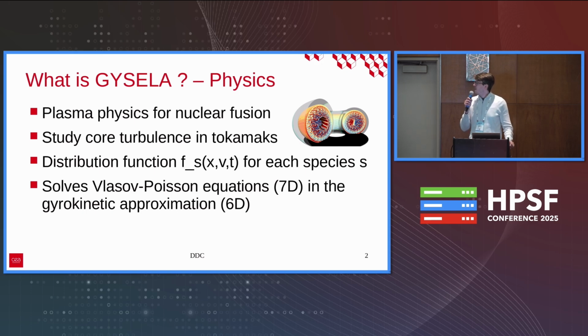The main object that they manipulate in this application is called the distribution function, which lives in a high-dimensional space. So you have, for example, 1 dimension for the species, 3 dimensions in space, 3 dimensions in velocity, and 1 dimension in time. This object is the solution of the Vlasov-Poisson equations that they solve in the gyrokinetic approximation to reduce by 1 the number of dimensions to be able to tackle this equation.